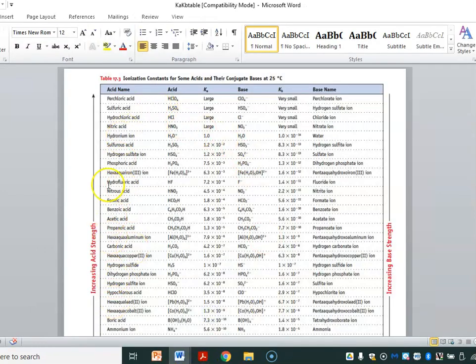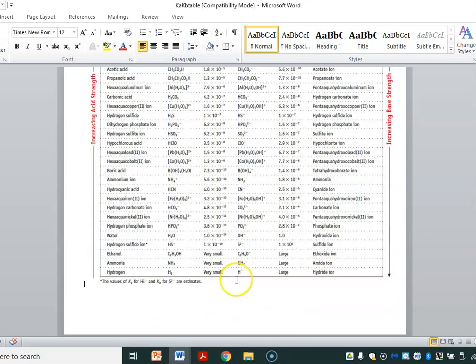Again, your Kas, you can see the increasing strength as you're going up. They're getting larger and larger. The Kbs are getting larger and larger as you go down. And they're just the complement. So we saw ammonium over here, 5.6 times 10 to the negative 10th. Ammonia, 1.8 times 10 to the negative 5th. Your acids and conjugate acid base pairs, the acid will always have one more proton than its conjugate base, or the base will always have one less proton than its conjugate acid.